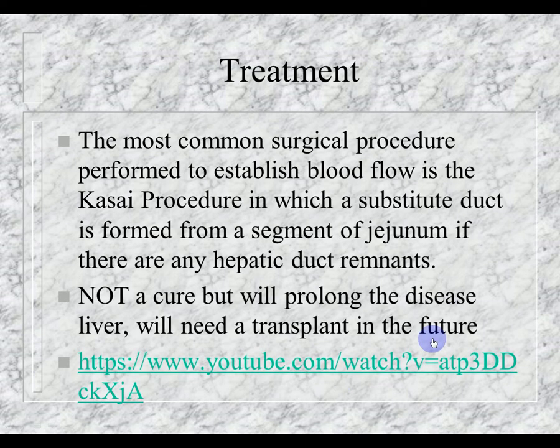Treatment. The most common surgical procedure performed to establish blood flow is the Kasai procedure, in which a substitute duct is formed from a segment of the small intestine if there are any hepatic remnants. And almost always, there are hepatic duct remnants that they can connect to. Now, they're going to have to open up the liver itself to actually get to the remnants. And it's really a neat procedure.